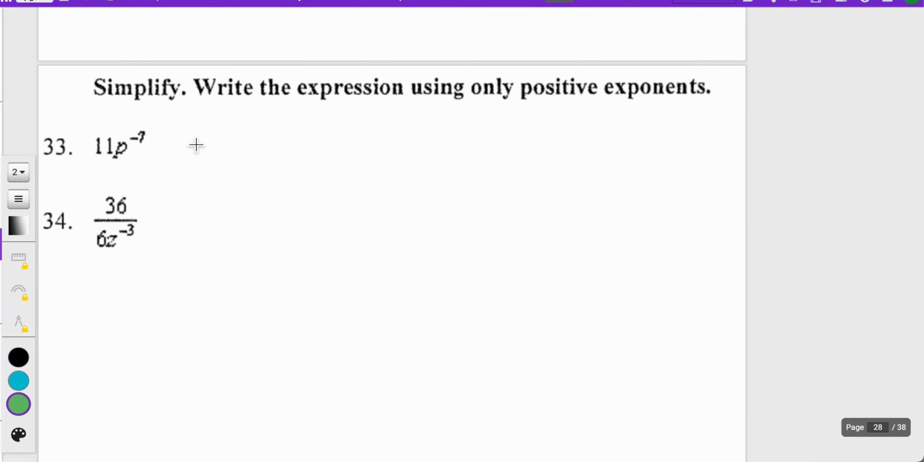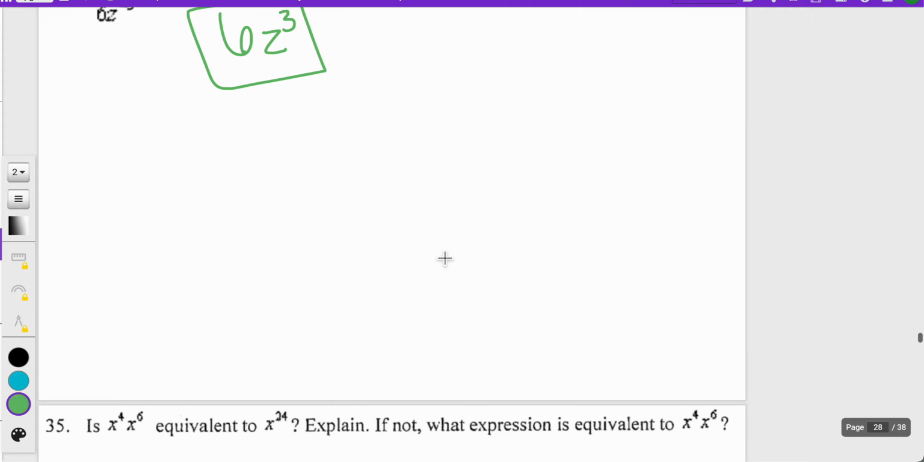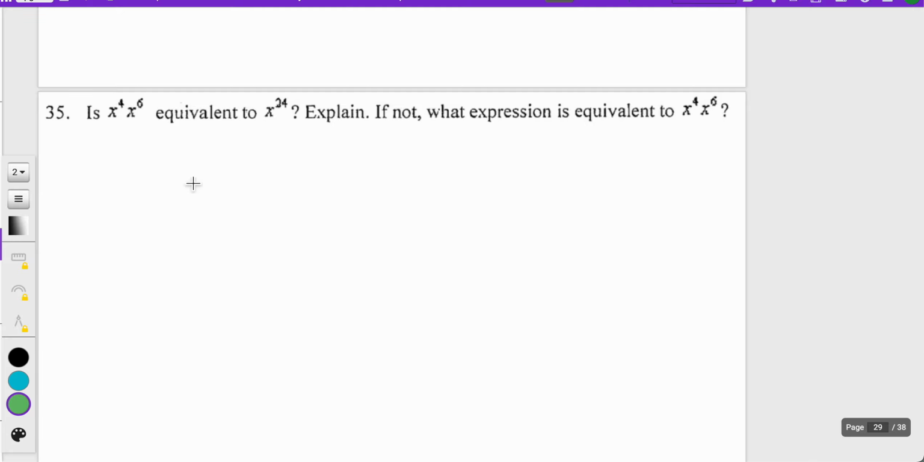For number 33, only the p goes on the bottom because only the p has the negative exponent. 11 just had a normal 1. And then here, 36 divided by 6 is 6, and z to the negative 3rd comes on the top to be positive. For this next one, x to the 4th times x to the 6th is equal to x to the 10th, not x to the 24th.